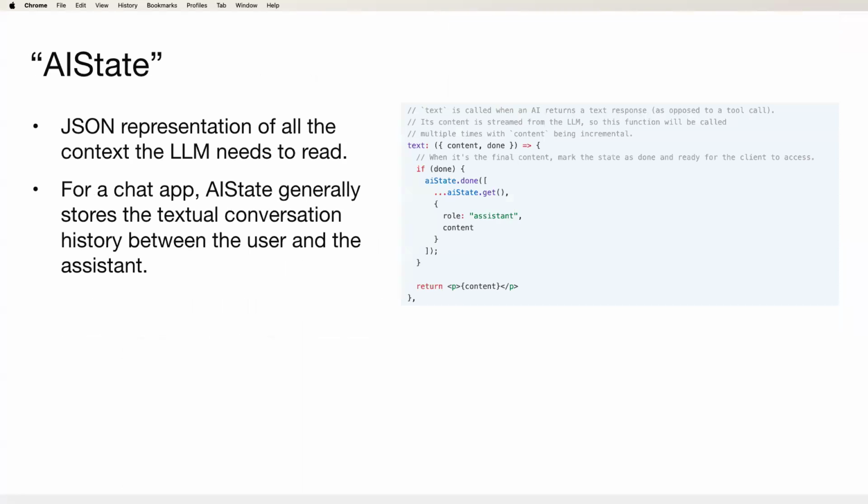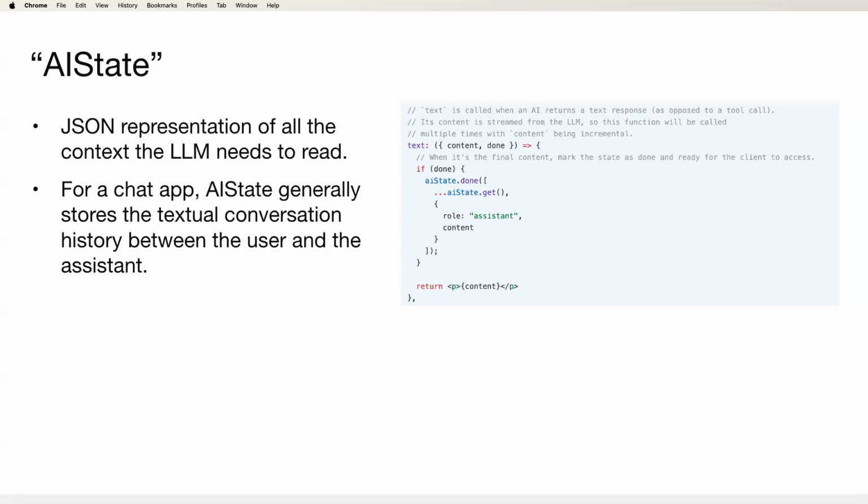Just learning a little bit more about how the SDK works. So the AI state is one of the main features here. It refers to the JSON structure that encapsulates the context that is required for the large language model to understand and continue the conversation. So this is crucial for chat applications where maintaining the flow of dialogue is key to providing coherent and contextually relevant interactions.